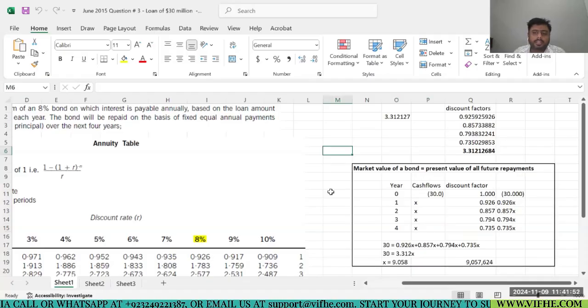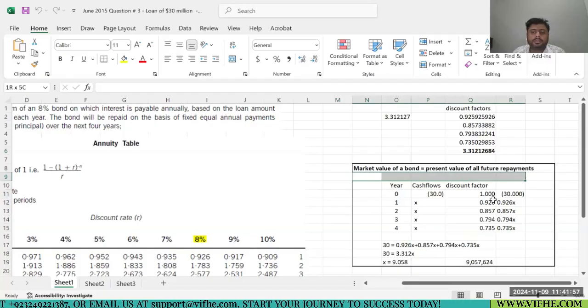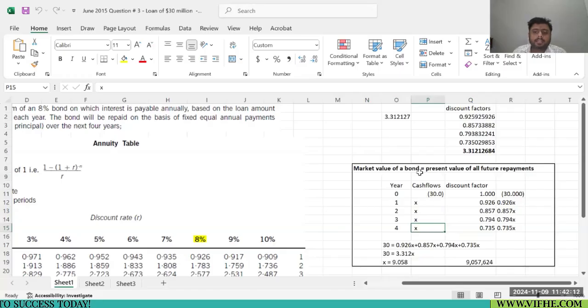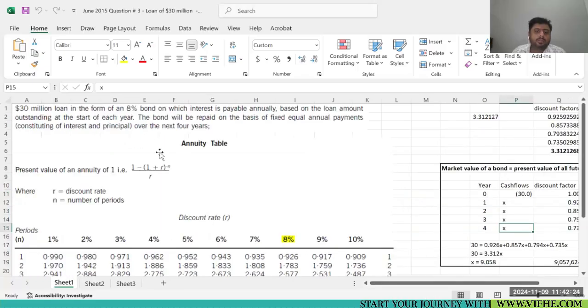Now, what you have to do over here, you have to remember that the market value of a bond is equal to the present value of all future payments. Okay. Whatever is the market value of a loan, the market value of a bond is equal to the present value of all the future repayments. Over here, we have 4 repayments, 1, 2, 3, 4. And the market value, or today's value, is 30. This is given to you. And these are the repayments that are going to be made in the future. Now, rate is 8%. Okay, rate is 8%.